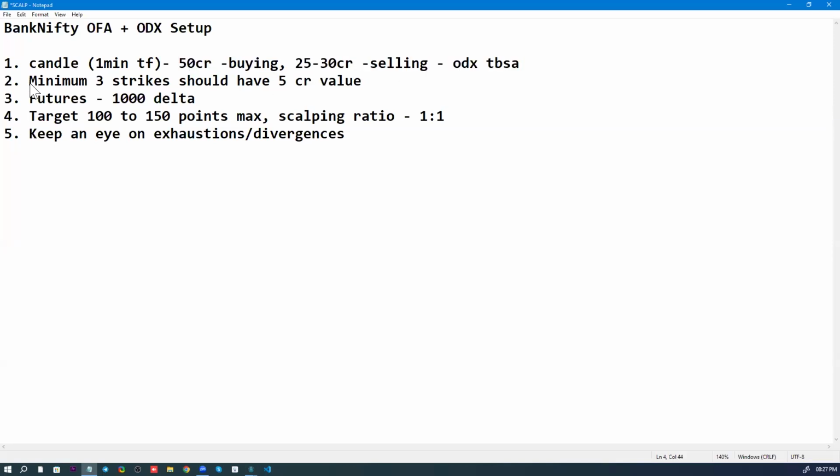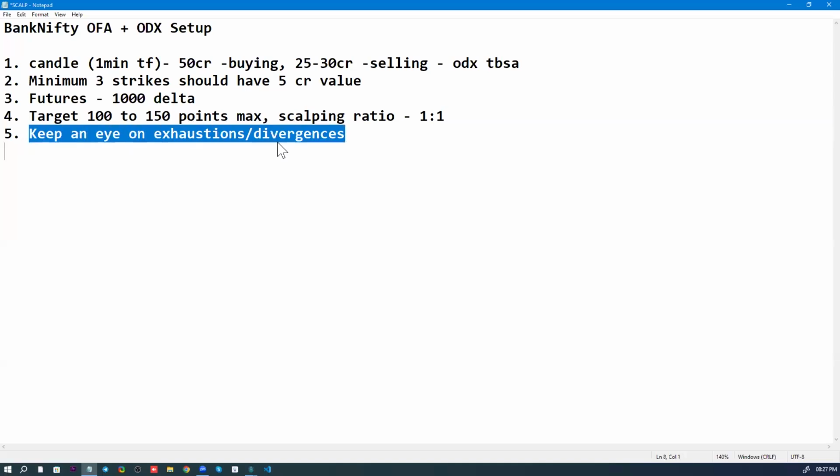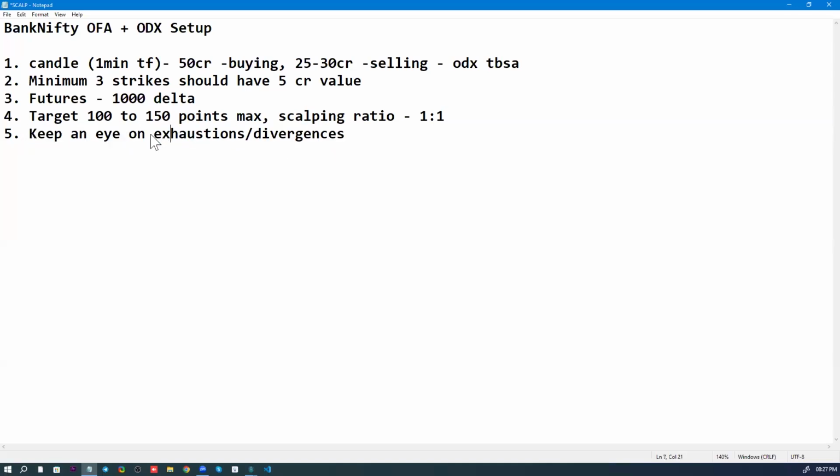Then minimum 3 to 4 strikes should have 5 crore value. It should not be just one or two strikes with big numbers. Future delta is 100 for 1 minute. Target is 100 to 150 points, 1:1, but the maximum you will target is 150. Similarly, the maximum SL is also 150. Keep an eye on exhaustion and divergence. This is very important.